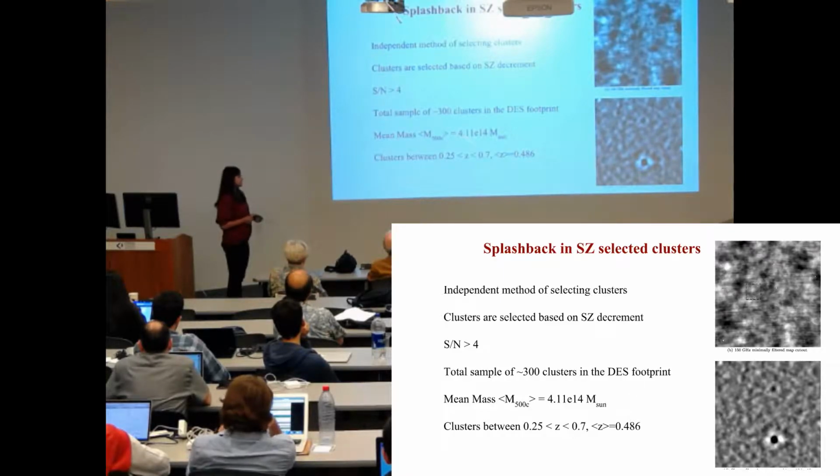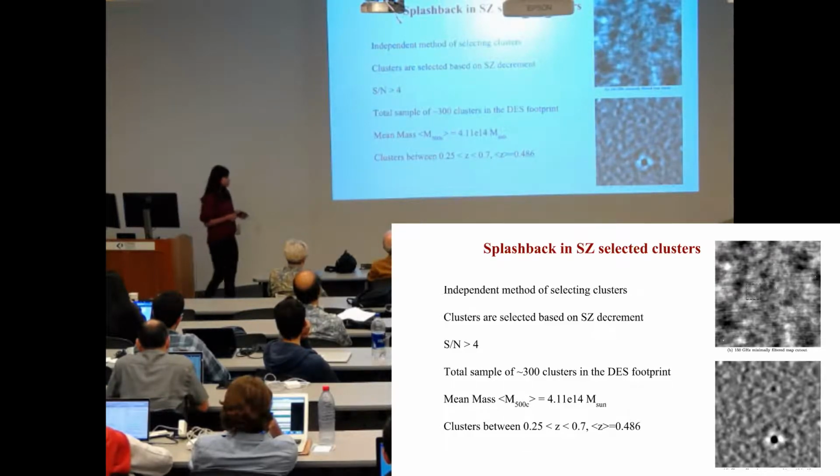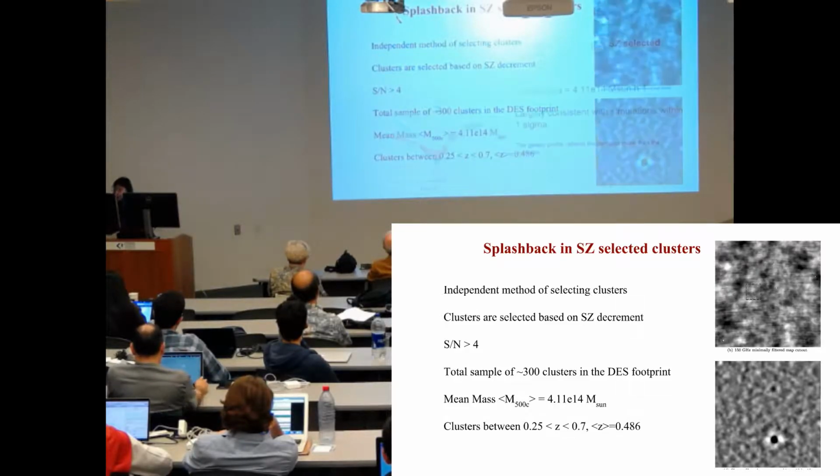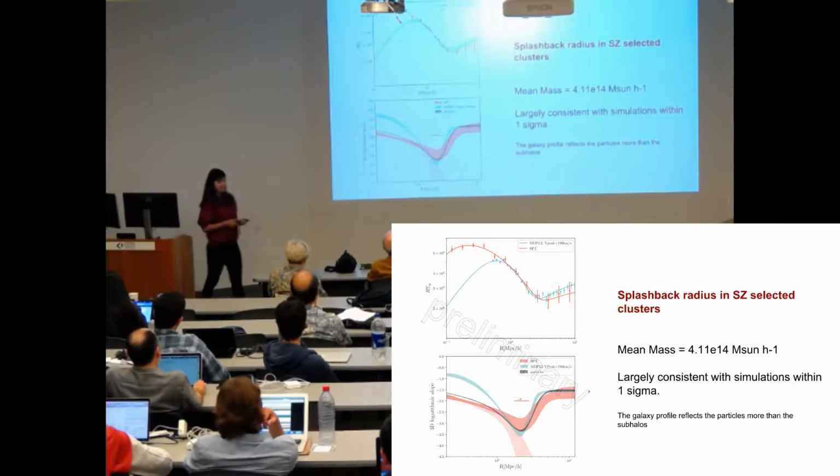And the mean mass of these clusters is somewhat higher. M500 is about 4 times 10 to the 14 solar masses. And the mean redshift is also higher than what we had previously looked at. So right now we're doing these measurements, and so far these are very preliminary results.